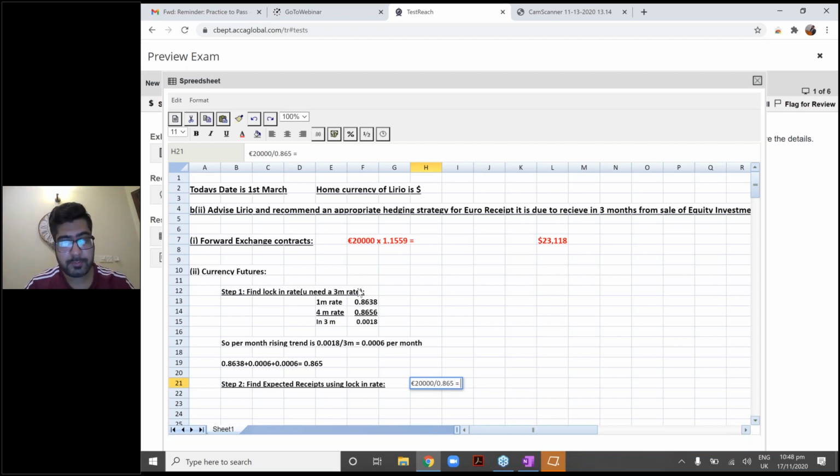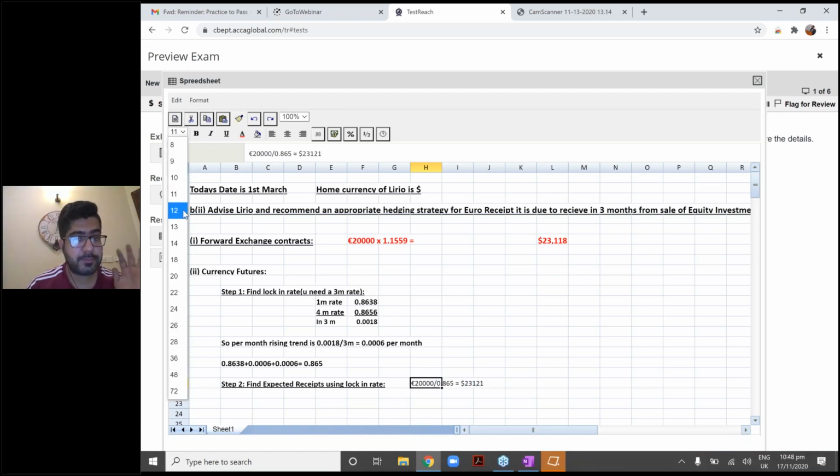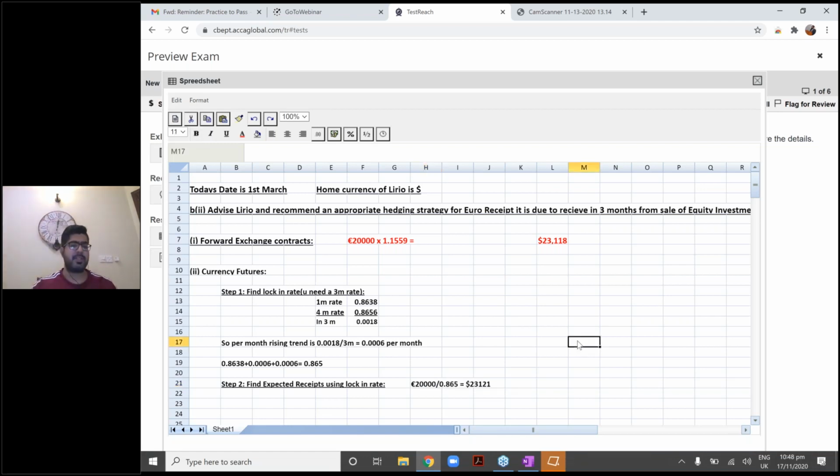This will make it 23121. This is the expected receipts using the lock-in rate. Either you need to multiply or divide. Had it been a direct quote here, I would have multiplied with the lock-in rate. But with a euro 20,000 receipt and lock-in rate 0.865, multiply or divide? It's an indirect quote here, so divide.